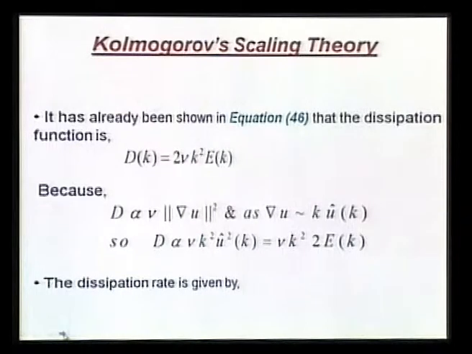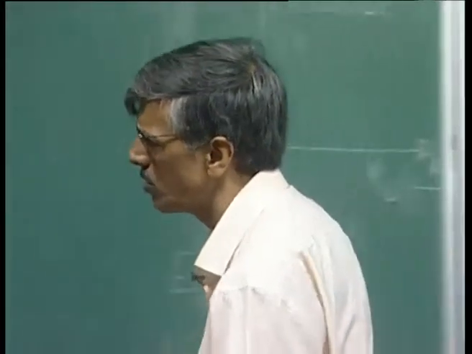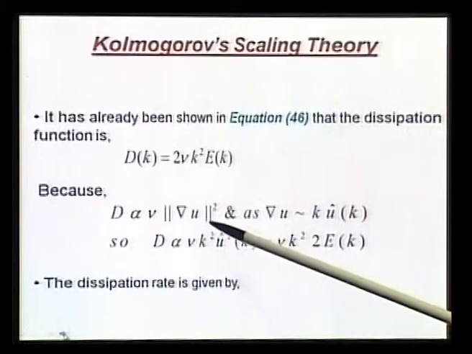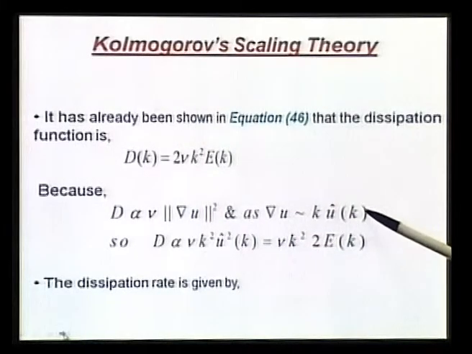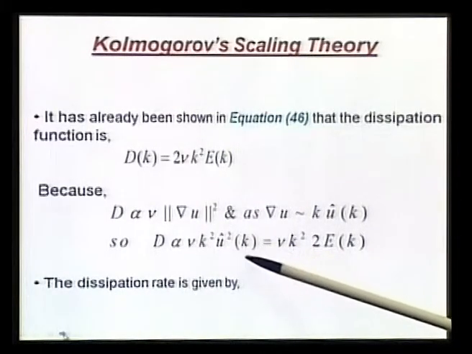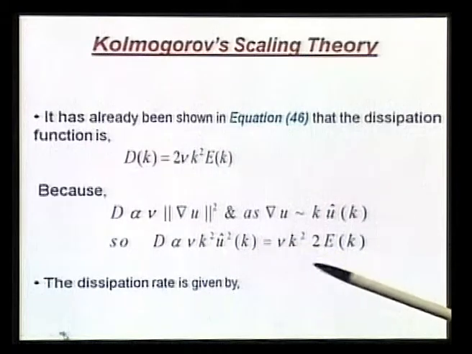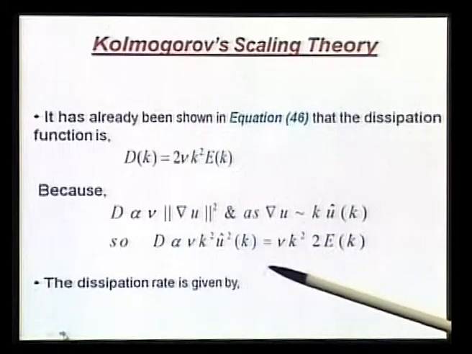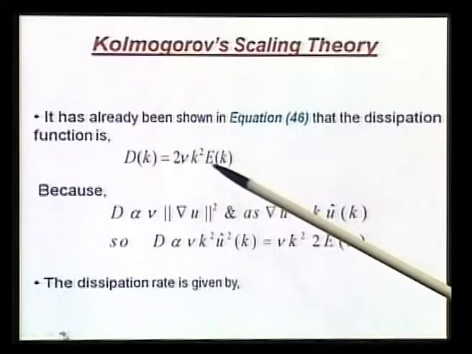If you look at this, you can very clearly see what we have written here: D is proportional to nu times grad u squared. Grad u itself is k times u hat of k. So, D is then proportional to nu k square, and this itself is like your E of k, u hat squared. So, that is what we are saying, the decay goes like this.